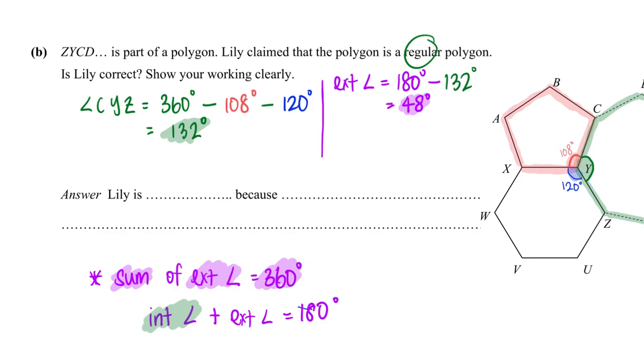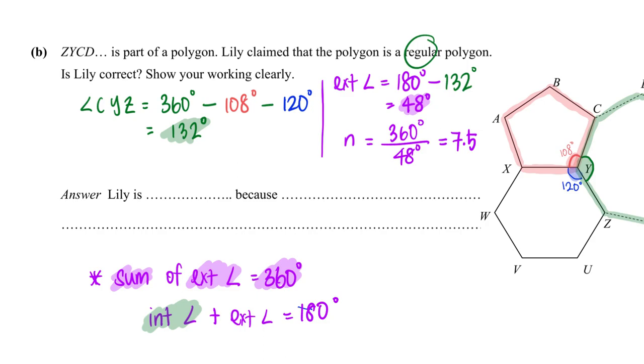how many exterior angles of 48 degrees are there now? So to find the number of exterior angles is the same as finding the number of sides because they are the same. And I realize when I divide, I get 7.5.